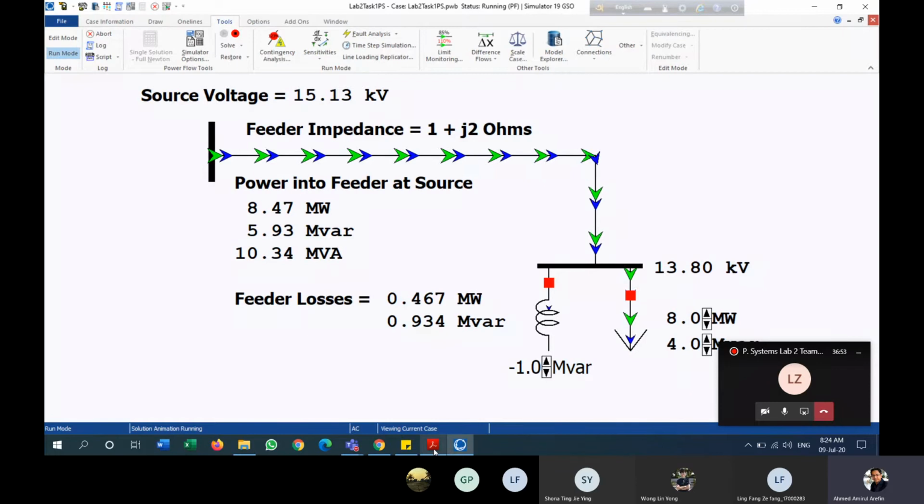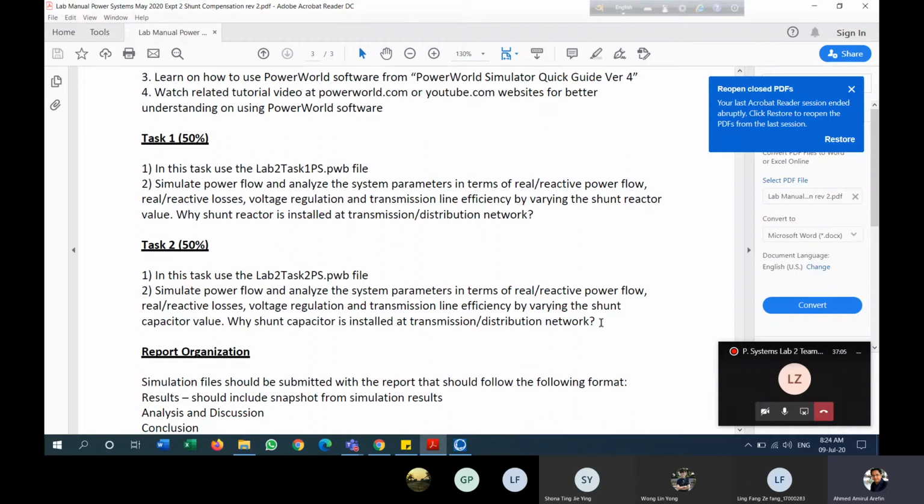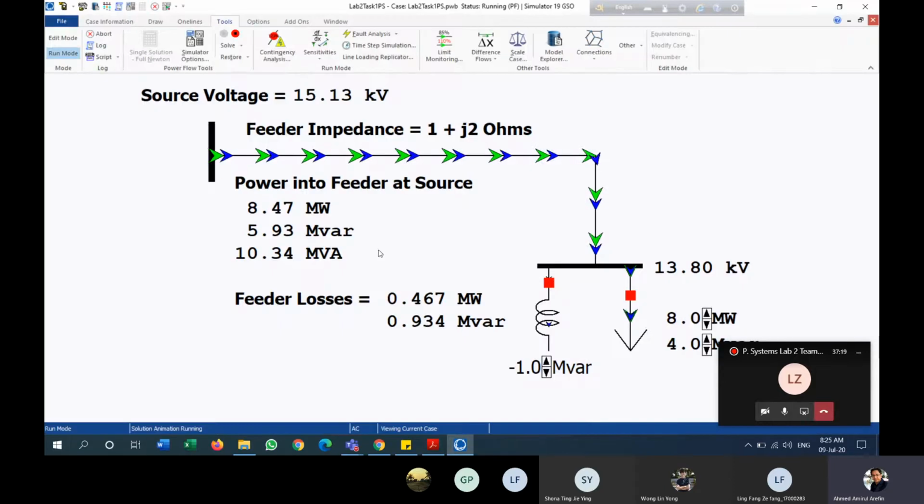Okay, so this is the task 1 we have, and we have a very similar task for task 2, which also contains 50%. What we need to do here is open another file, lab 2 task 2. So let's see the second file.